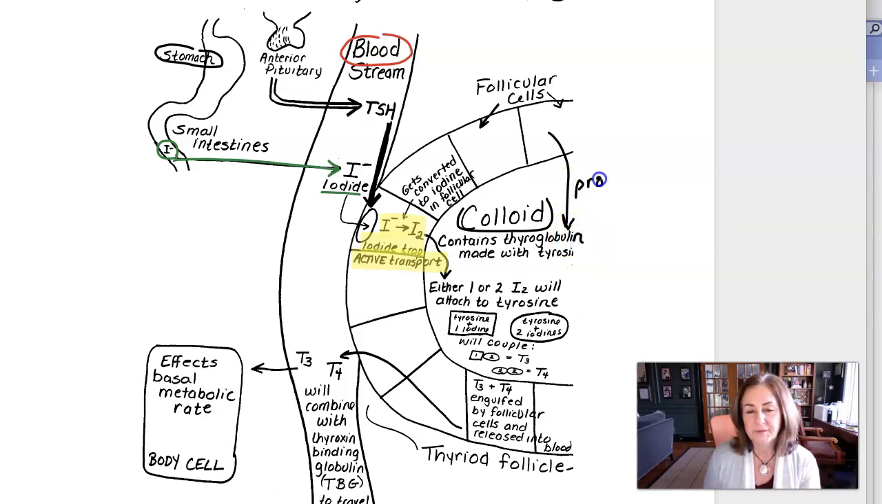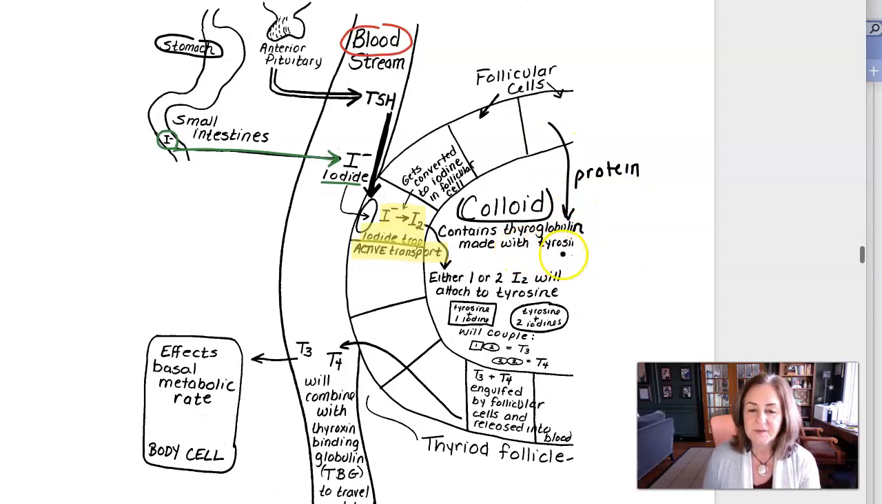We know that cells can easily make proteins, and we talked about that in AP1. So these cells make this thyroglobulin, and the reason that's important is that this protein is rich in the amino acid tyrosine. Tyrosine is just an amino acid. So what we can do is enzymes within the colloid can break apart the thyroglobulin and harvest this tyrosine.